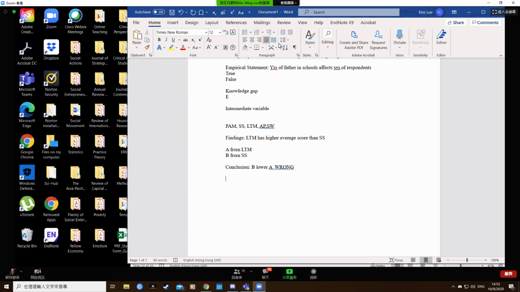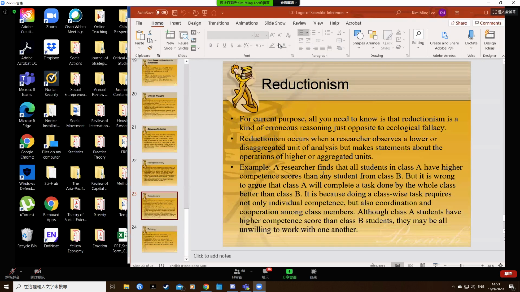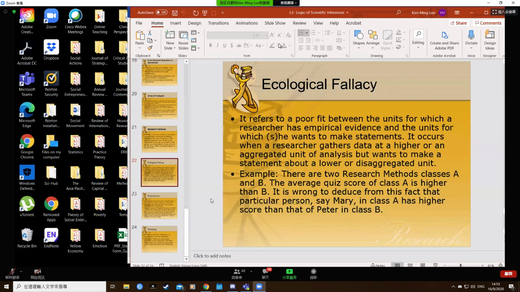And sometimes we call it psychological reductionism. We try to use psychology to explain everything at the macro level, that means at the group level, at the societal level. It is wrong. It is a kind of reductionism. We try to infer something about the group from the individual. So that is the fallacy of reductionism. The ecological fallacy is we try to explain something from the group level to the individual level. It's also wrong. Okay, so these are the two, ecological fallacy and reductionism.